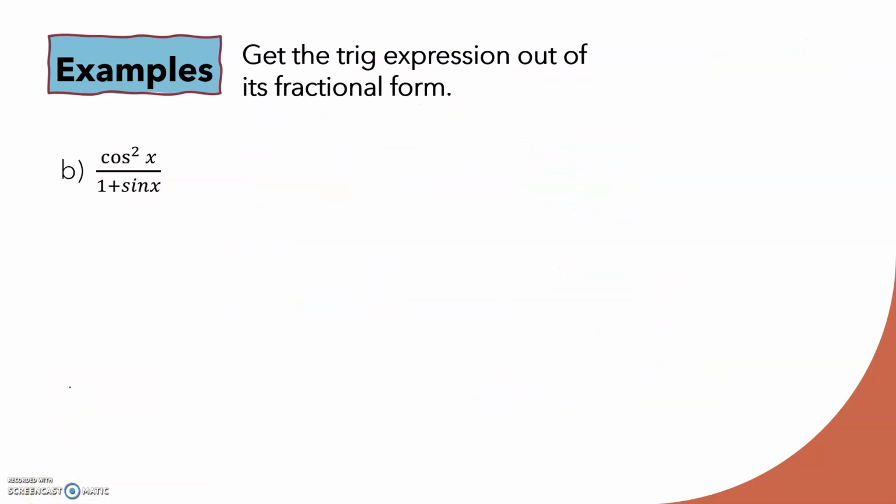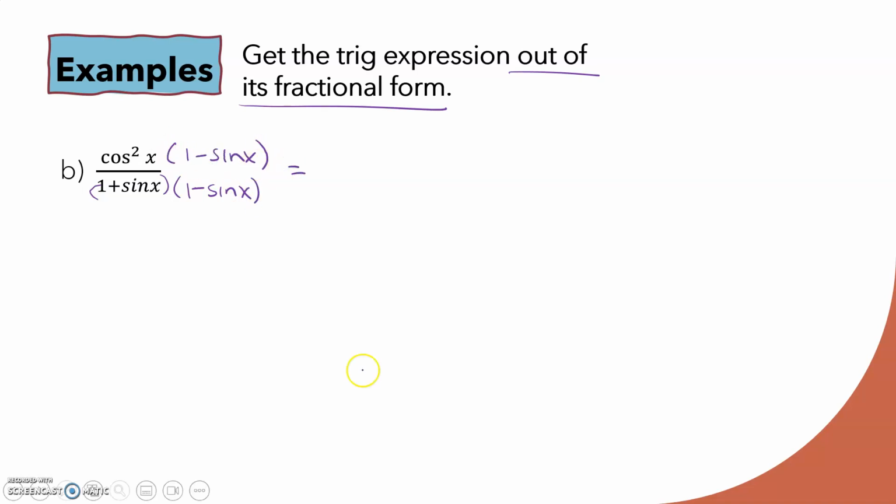One final example for you to try. Again, if you want to go ahead and pause the video, if you want to try it on your own first, go ahead. Otherwise, I'm going to walk through this final one as well, and then that will be it for today. So we want to get out of its fractional form, which means I'm going to multiply by the conjugate. So I'm going to multiply times 1 minus sine of x.